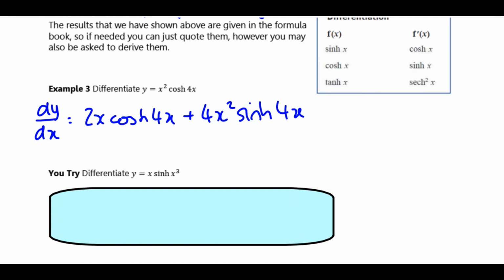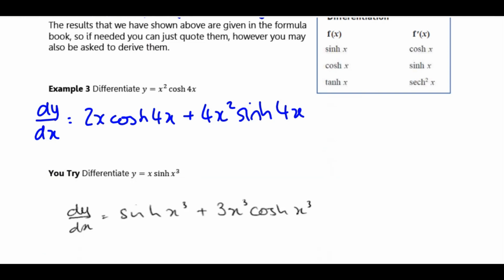Have a go at this one. It will require you to use the chain rule and the product rule. Pause the video and then I'll reveal the answer. Using the product rule, you differentiate x to give you 1 times by sinh x cubed. Then you differentiate sinh x cubed. That gives you 3x squared cosh x cubed and then times by the x. Note the cube is on the x, not on the whole thing, because there's no bracket around them.